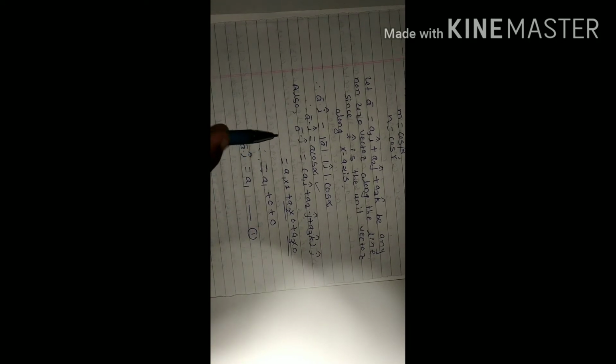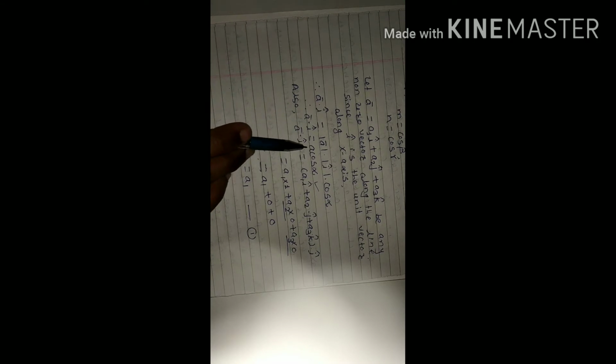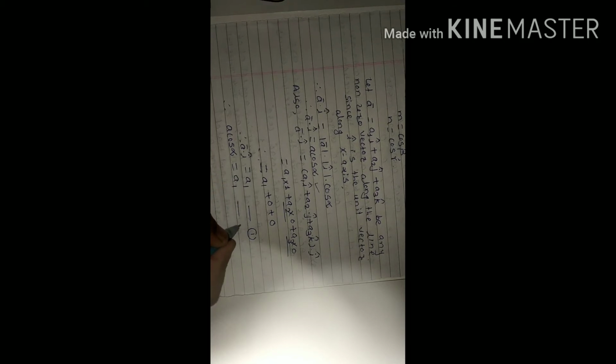Comparing with equation number 1, A bar dot I cap is the same in both. Therefore, we write A cos alpha is equal to A1. We give this equation number 2.